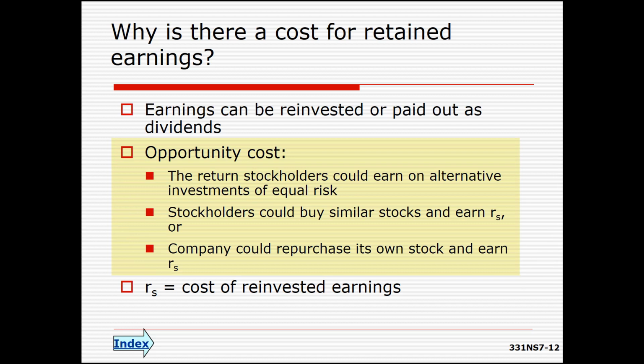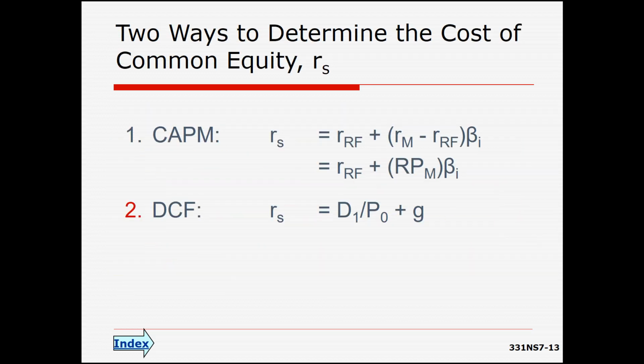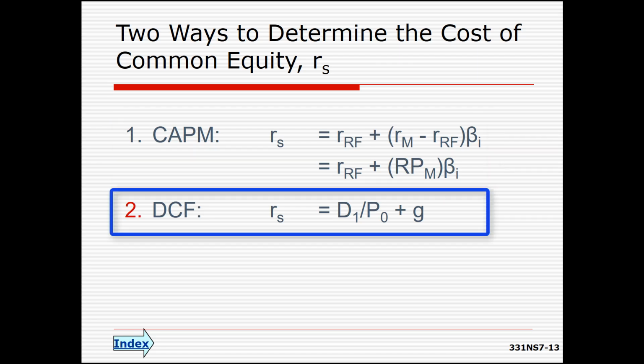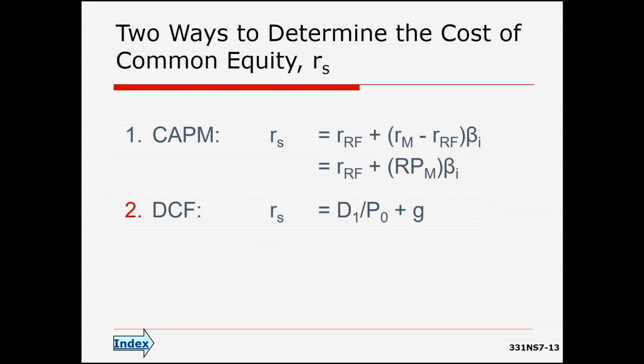Retained earnings have an opportunity cost. If it had been paid out, the shareholders could have earned a return on it, or the firm could have repurchased their own stock and earned the return. So retained earnings are not free money. They're easy, but they're not free. We have two methods to find an estimate of the cost of retained earnings. CAPM, which we covered in risk and return, discounted cash flow model, which we covered in stock valuation.